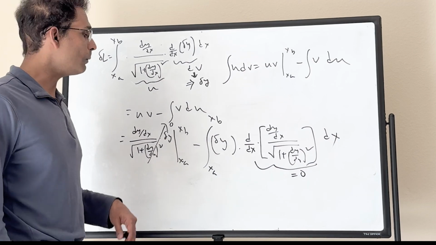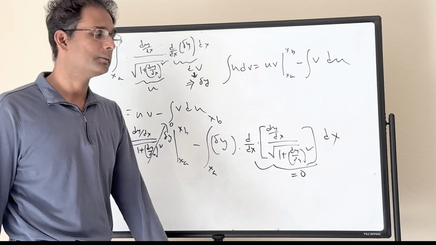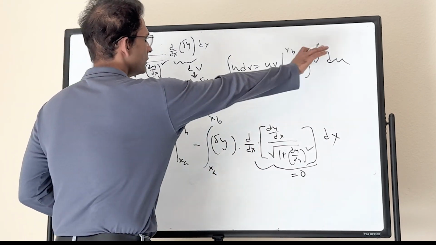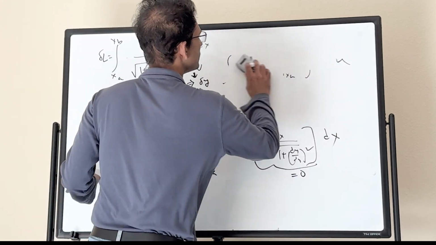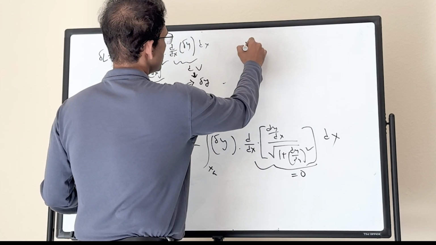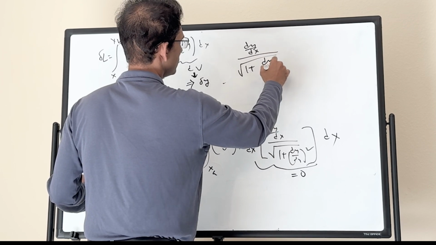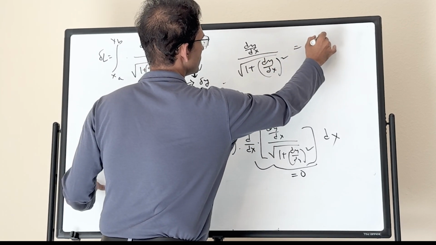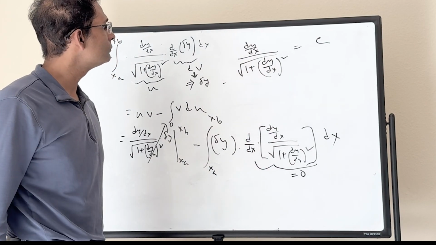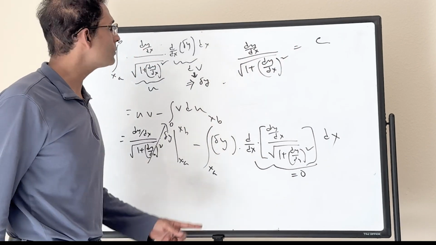Now what does that mean? If this is 0, then it means the function inside is a constant, right? d/dx of a constant is 0. So let's write that down. I'll just erase the integration by parts and write the integrand equal to 0, that equation here. So dy/dx divided by the square root of this thing is equal to a constant, which is the same thing as saying d/dx of this is 0.